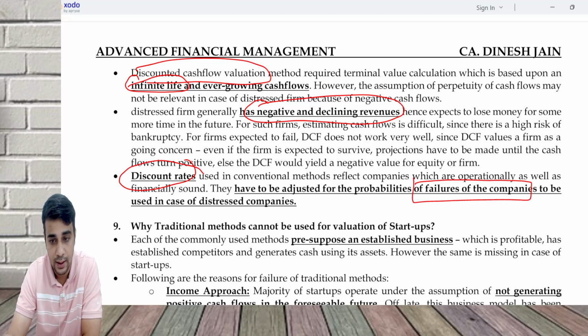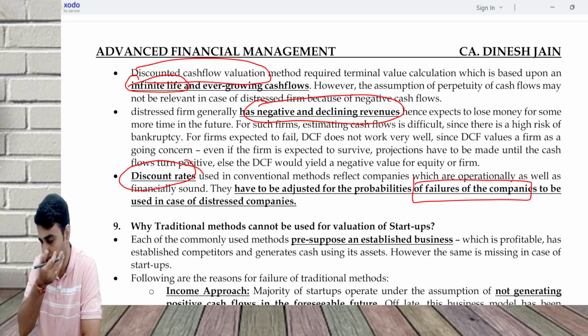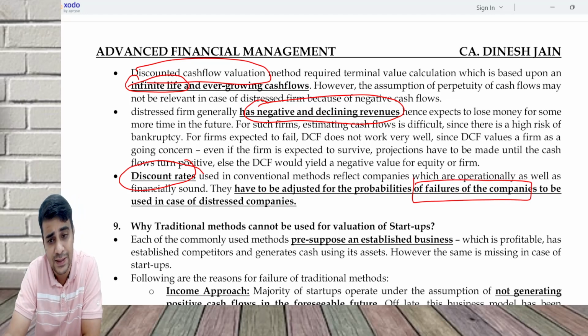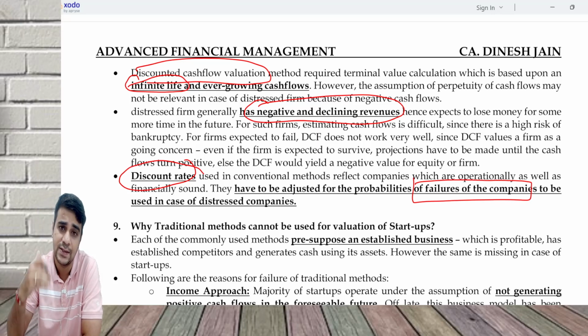In our theory and in our problem solving, you would have seen there are multiple methods of doing a distressed company valuation. We have seen problems on that. Modified discounted cash flow based approaches there are: a DCF valuation plus liquidation value, an adjusted present value approach, and a relative valuation approach. There are multiple methods of doing valuation. I'm not discussing them again.